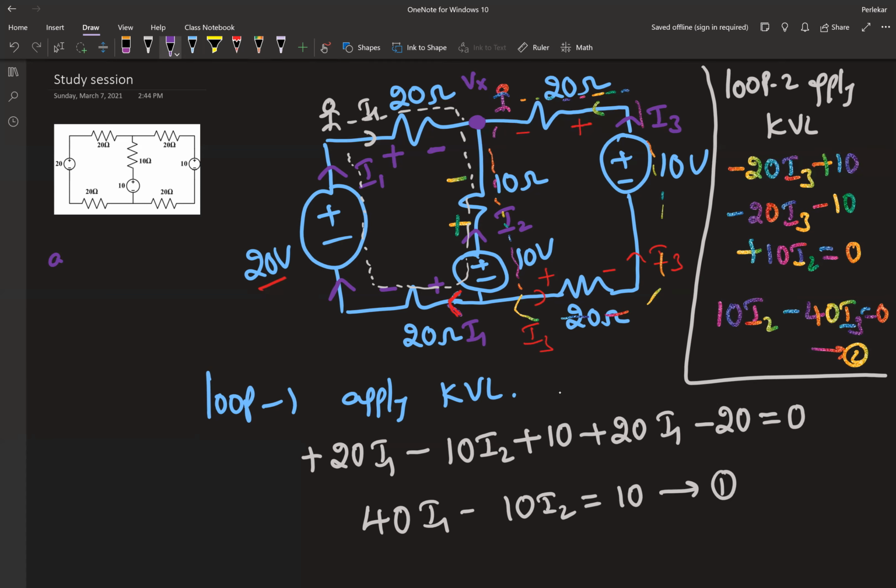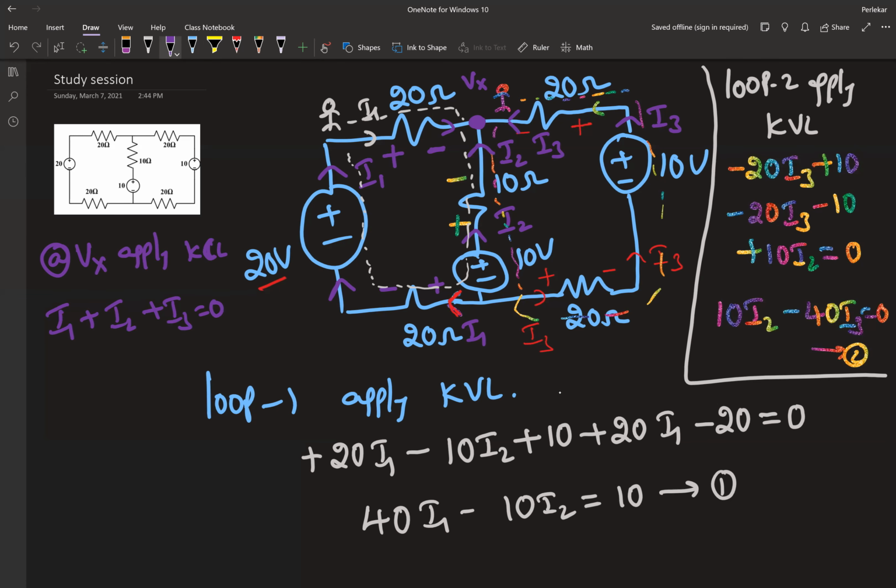At Vx, apply KCL. I1 and I3 going in and I2 out? I1 is coming in. Is I2 coming out, or is it also coming in? Oh, that one's going in. So all three currents are coming in, right? Right. I1 plus I2 plus I3, all three currents are coming in. So that is my third equation.